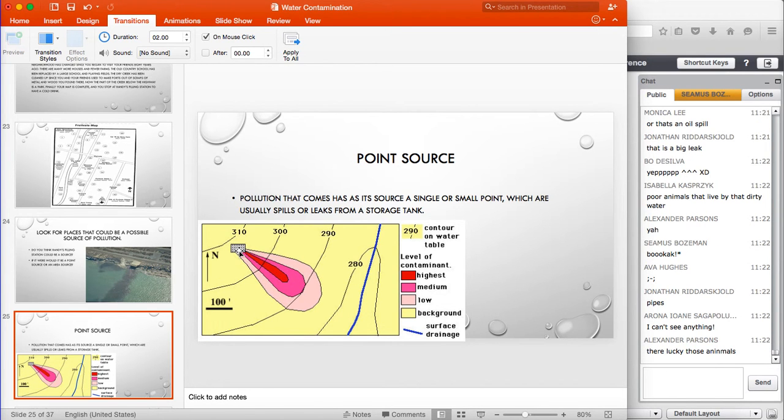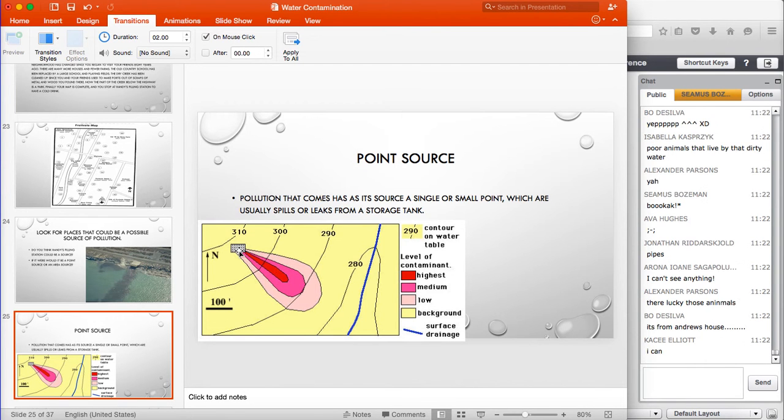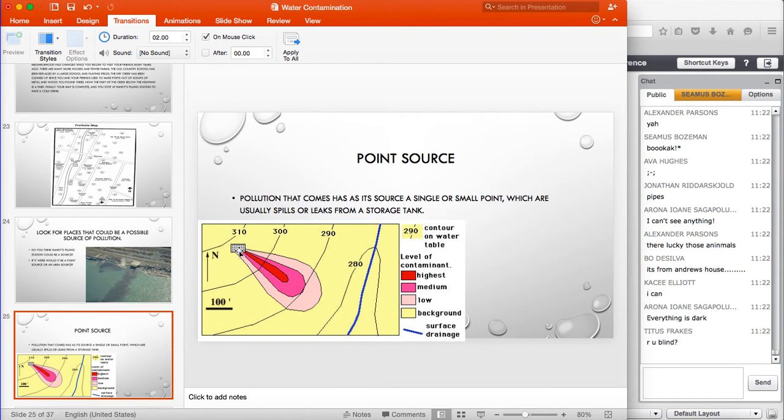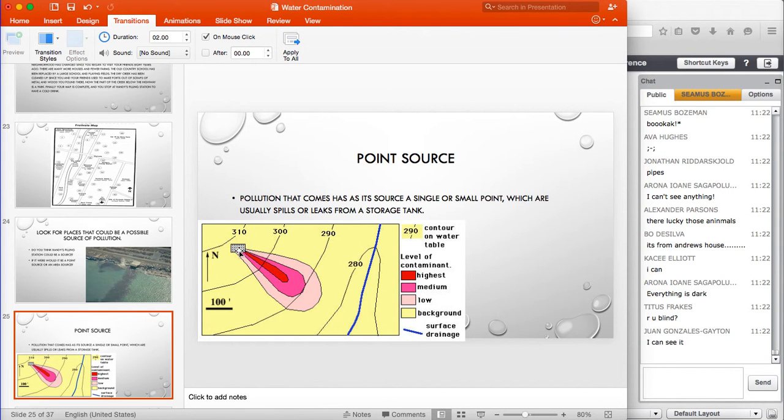What do you mean you can't see anything? You can't see my computer screen? Okay. All right. It's not that you're blind or anything. Maybe, Arona, what you might need to do is log out and log back in.